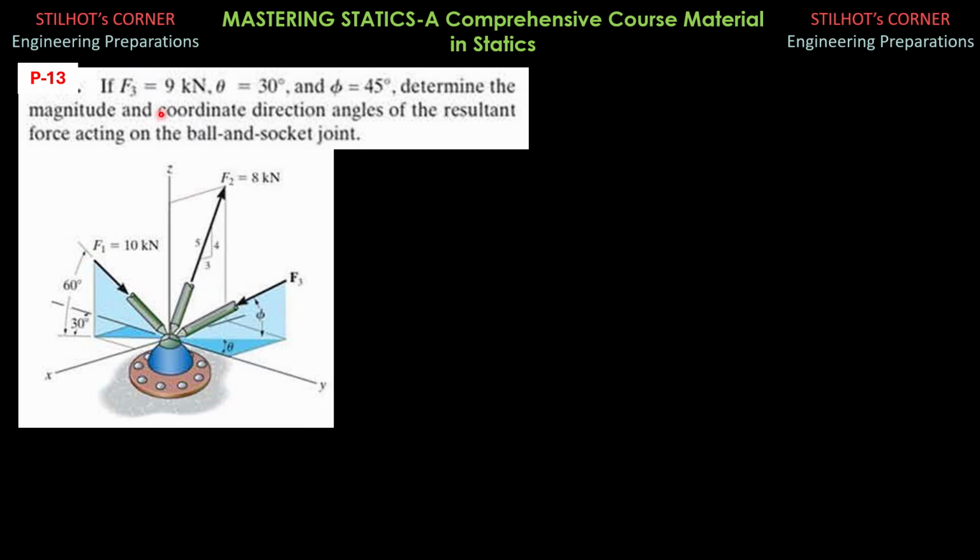Problem 13, if F3, the magnitude is 9 kilonewtons, this force here, which is directed towards this ball and socket joint. Theta is 30 degrees, this angle, and phi is 45 degrees, that angle there. Determine the magnitude and coordinate direction angles of the resultant force acting on the ball and socket joint. So the plan is to express each into vector form, but before that, if you cannot directly express that in vector form, you solve the components by the basic and slow approach.